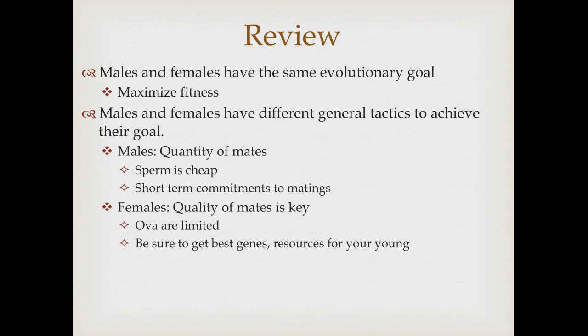So in review, males and females have the same evolutionary goal to maximize fitness, but they have different tactics to achieve this goal. Males typically want to maximize the quantity of mates because sperm is cheap. Short-term commitments to mating are the way to go so that you can fertilize as many ova as possible. Females, on the other hand, want to maximize their evolutionary goal via the quality route. Ova are very limited, very valuable, and so they're going to be very choosy to make sure that they're getting the best genes and resources for the young that they can produce.